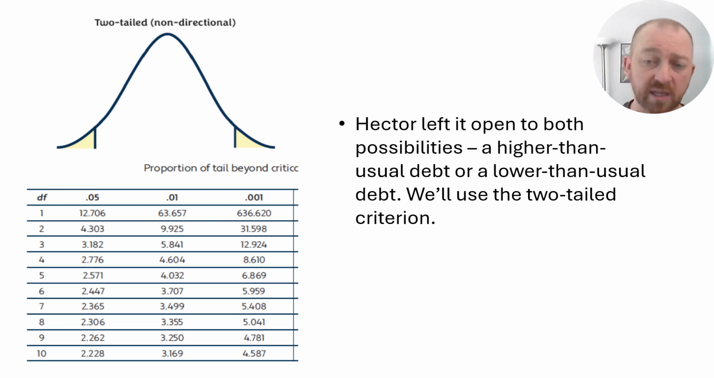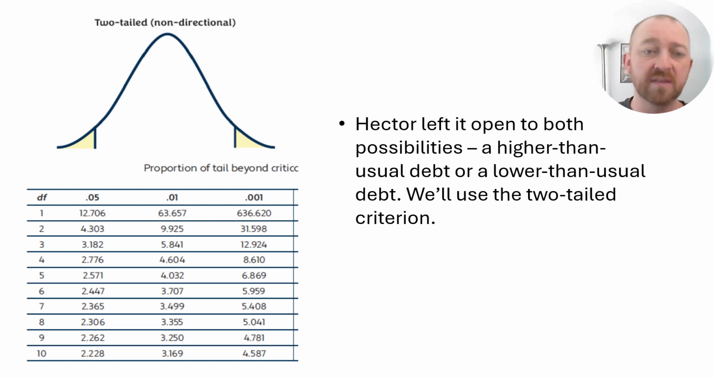So here's what it looks like in my textbook. My Appendix B looks like this. And of course, we're looking at only the left side of the table because we're interested in the two-tailed criterion. Once again, this is because Hector left it open to both possibilities. He wasn't sure if he would find the difference as higher than the national average or as lower than the national average. He just wanted to know where the difference was.